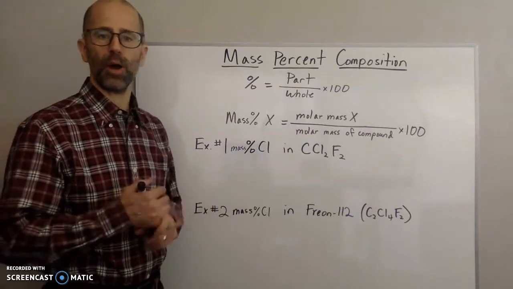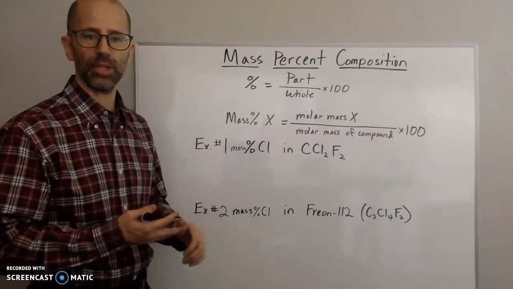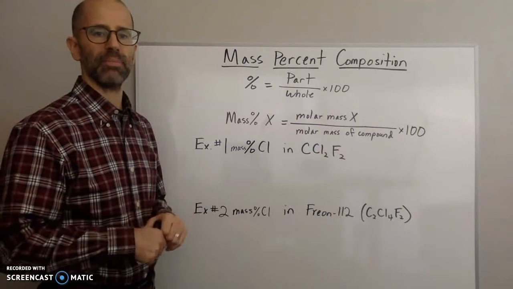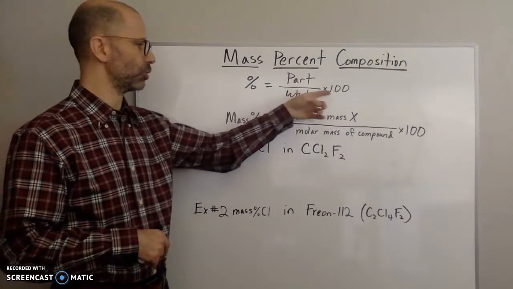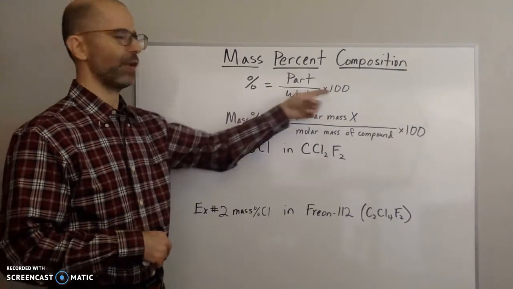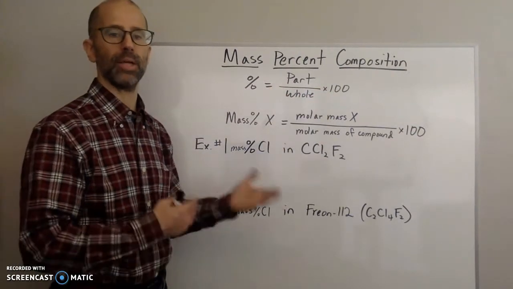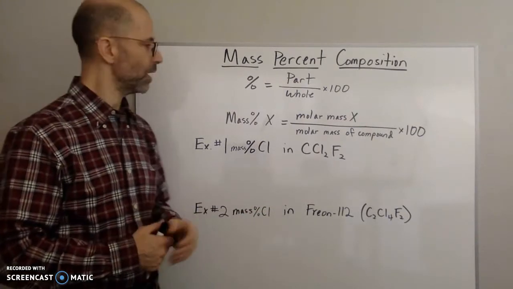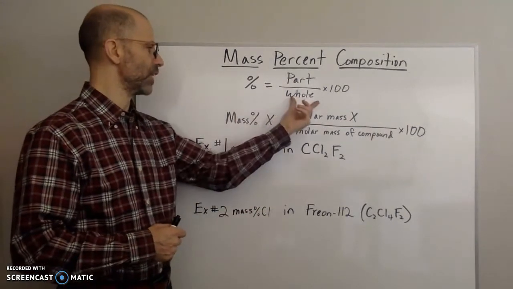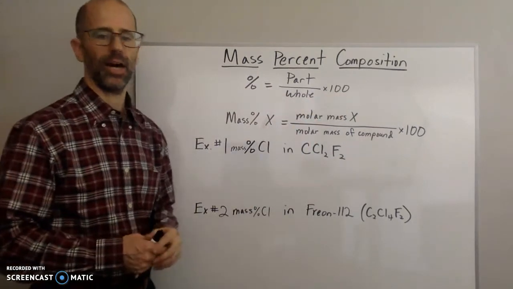If we've heard of parts per million and parts per billion and things like that, same thing applies, but instead of taking the fraction and multiplying by 100, you're taking the fraction and multiplying by a million to get parts per million, or a billion to get parts per billion. But in this case, we just want percentage, so we're multiplying by 100.